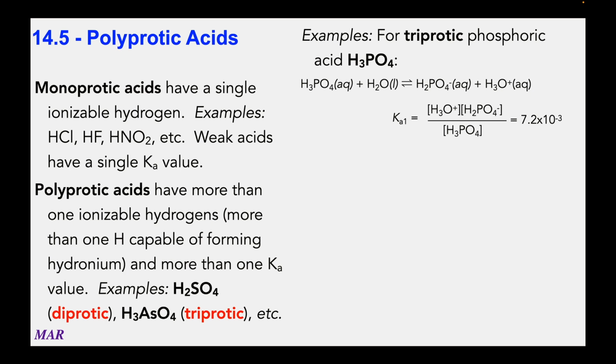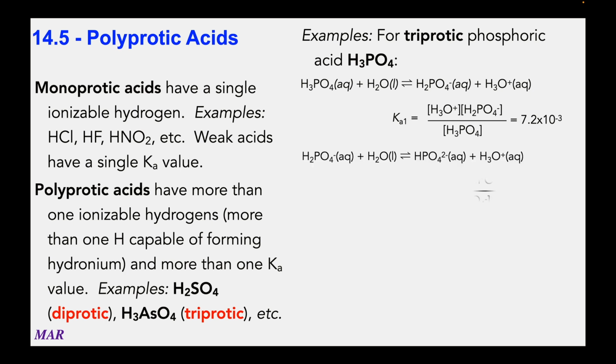Phosphoric acid is H3PO4. For example, H3PO4 reacts with water. It makes the dihydrogen phosphate ion, H2PO4-, and hydronium. So the first Ka, which we'll call Ka1, products over reactants, would be hydronium times dihydrogen phosphate divided by the phosphoric acid, and this value comes out to be 7.2 times 10 to the minus 3. Don't include water because it's a liquid, but this would be the first acidic hydrogen.